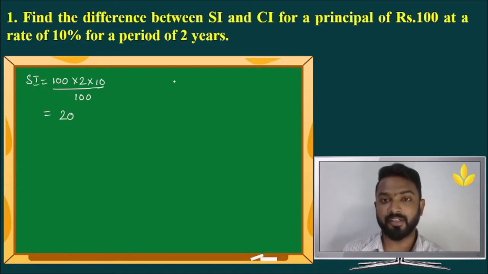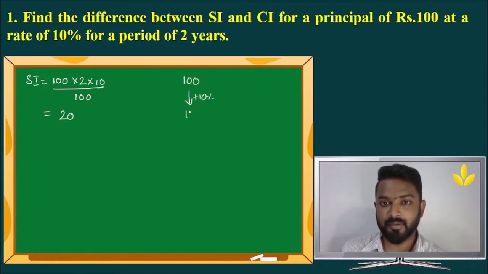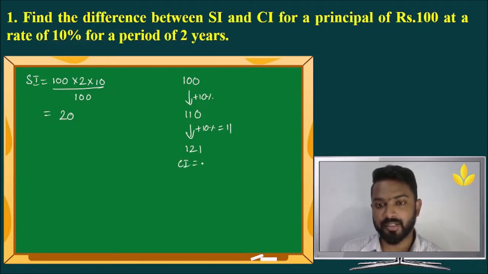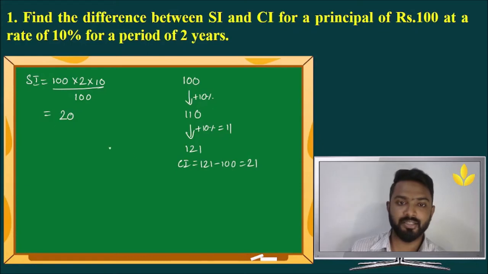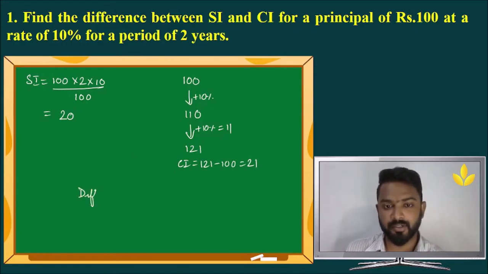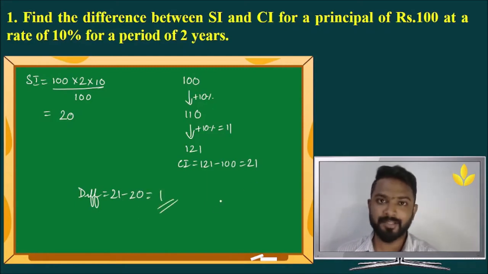Now CI. When it comes to CI, first let's find the amount. We'll go by the flowchart method because we generally don't use the formula. We start with 100. This first increases by 10%. This becomes 110. Then this increases by 10%. That is 11. 11 plus this is 121. So compound interest is 121 minus 100. That is 21. So what is the difference between SI and CI? For this data, it is 1 rupee. The difference is 21 minus 20. That is 1. Simple as that.